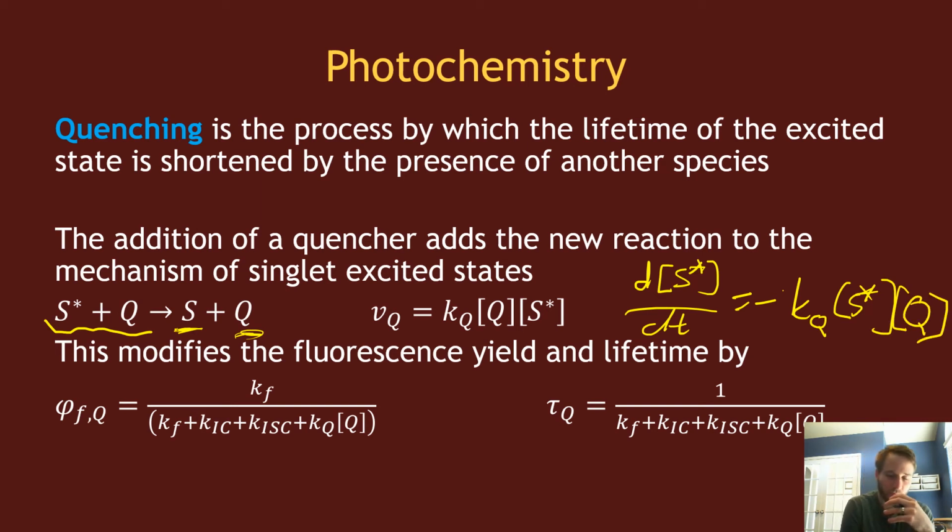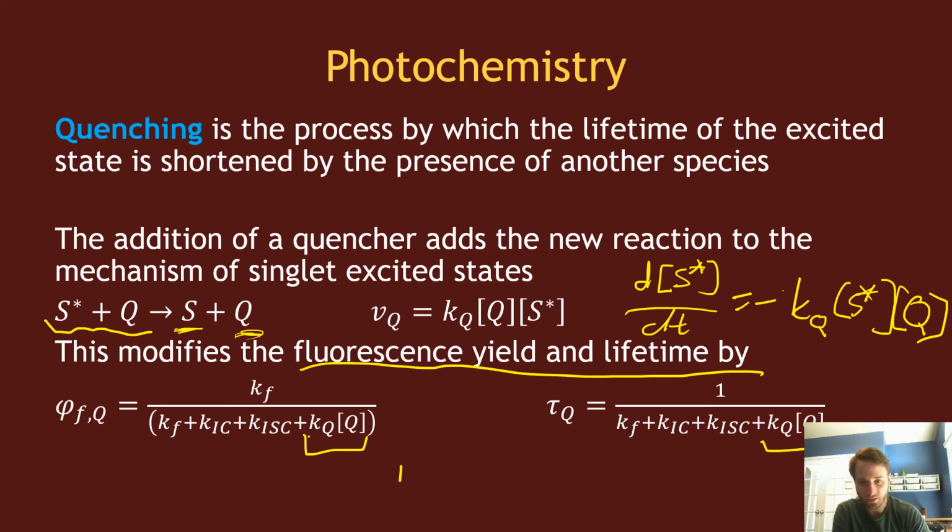Adding this quenching step to the other steps that we already had, with fluorescence, internal conversion, and intersystem crossing, what you'll get is that this quencher modifies your fluorescence yield and your lifetime by just adding into that sum of rate constants. In this case, the effective rate constant for the quencher is kq times the concentration of Q.